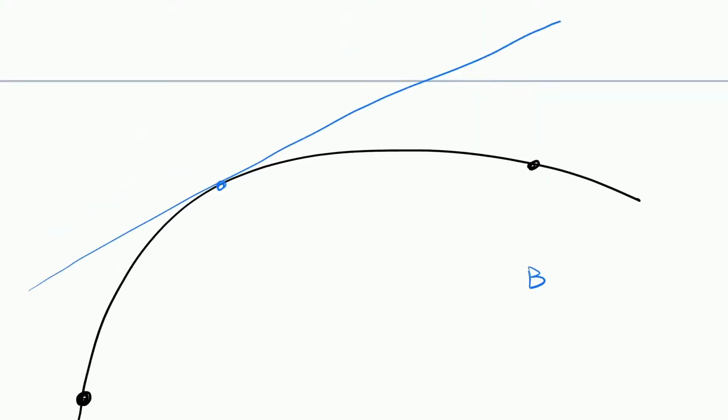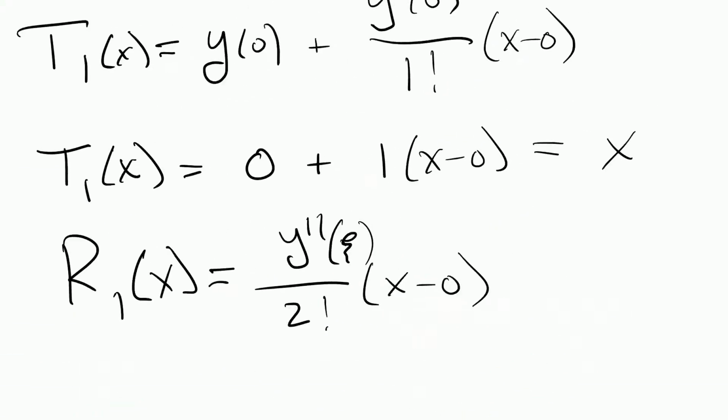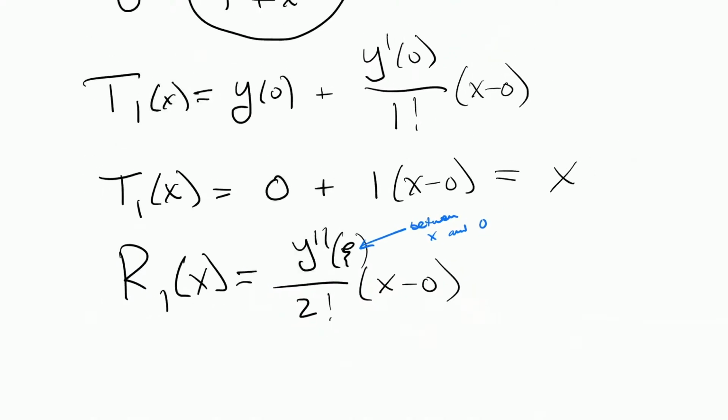And so it's basically the same idea, except we're dealing with the second derivative. So this ends up being c, this weird Greek letter. So we've got y double prime somewhere between x and 0. So what is this? This number is somewhere between x and 0. Okay, so I guess I need to know what y double prime is.